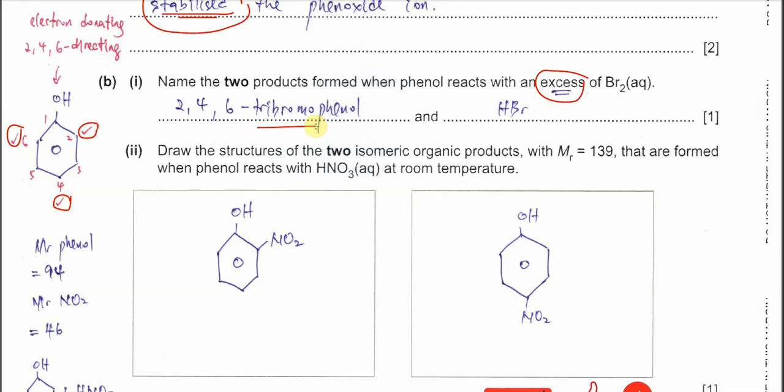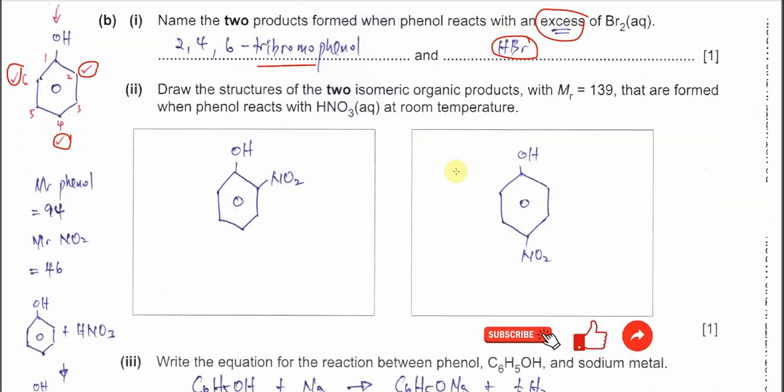And of course, this is electrophilic substitution. The hydrogens that were initially on these three carbons are now substituted and form HBr. So there are two products, 2,4,6-tribromophenol and the HBr produced.